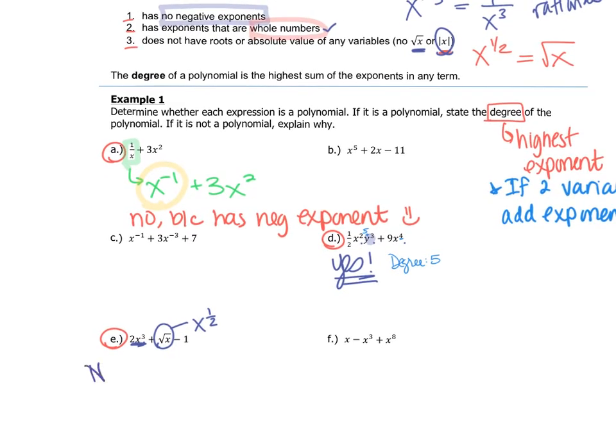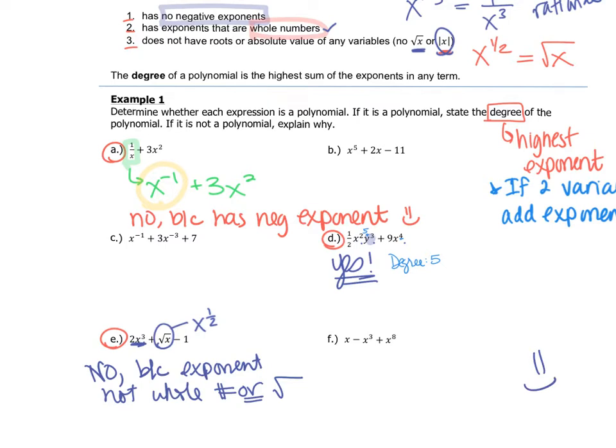And I would say why? Because we could say 2 things. The exponent is not a whole number, or that would be one option, or there's a square root, either one. All right, so that's the first part of the notes.